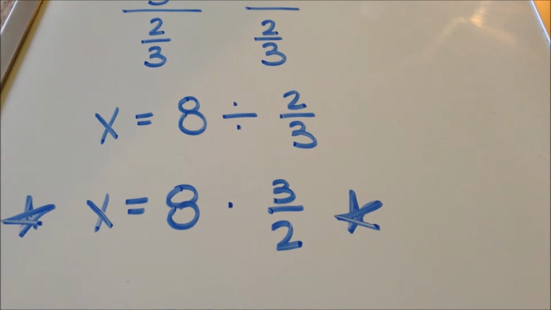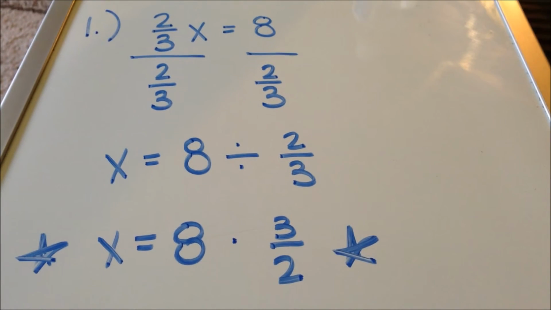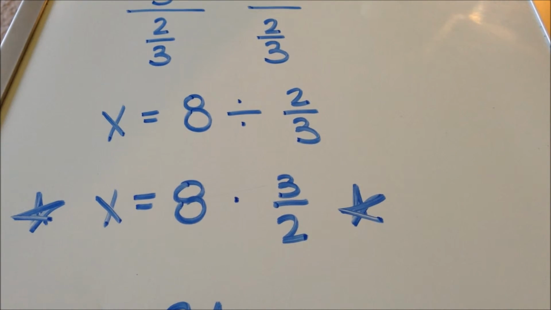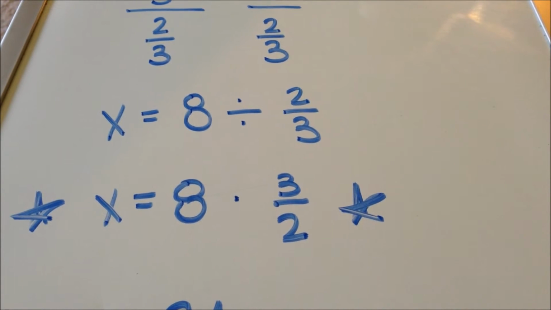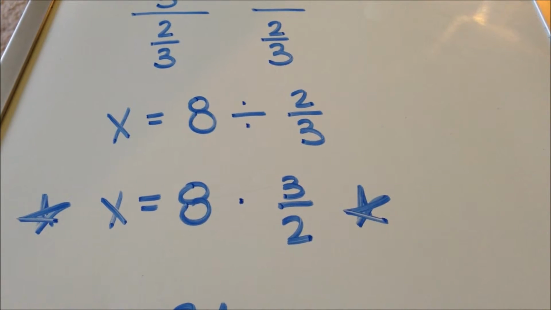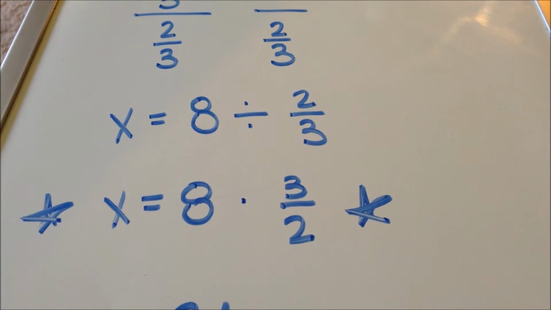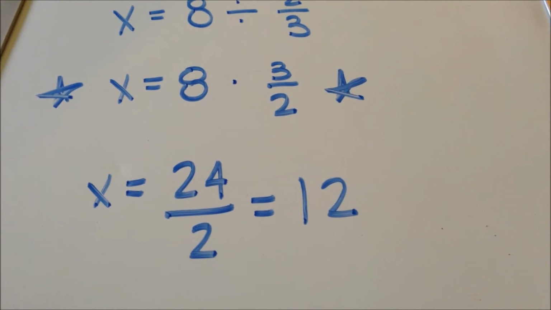I have stars around this part of the process, because we can skip the first few steps by instead multiplying by the reciprocal, 3/2. We'll do that in the next few problems. So now we have x equals 8 times 3/2, which is really 8 over 1 times 3 over 2. We end up with 24 over 2, which is 12.